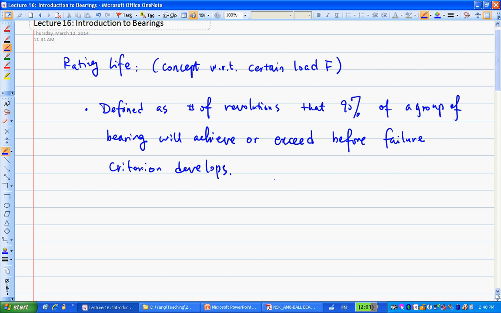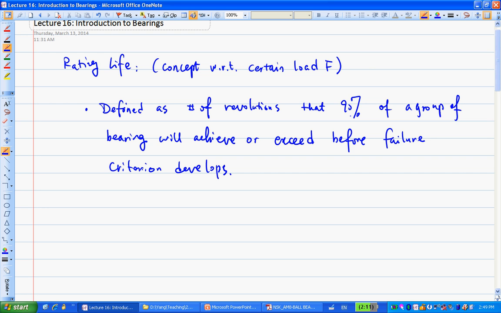What's the failure criteria? That's basically the picture I showed you, the little spotting. When that happens, you record this number of cycles. Then you look at all these lives. What is the number of revolutions that 90% of that group will achieve or exceed? You see what I'm saying, right?